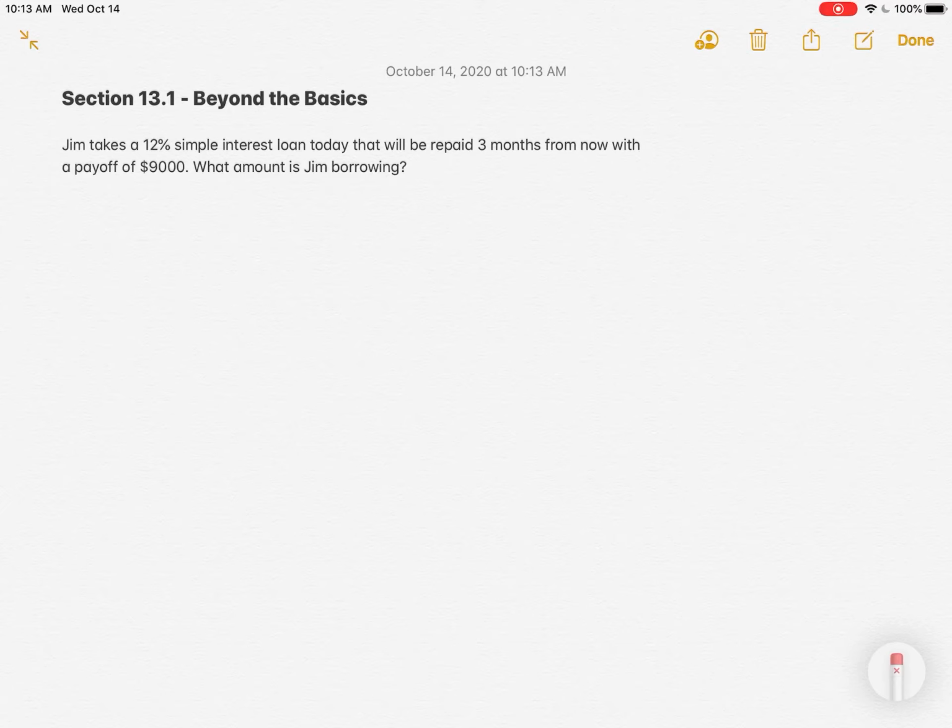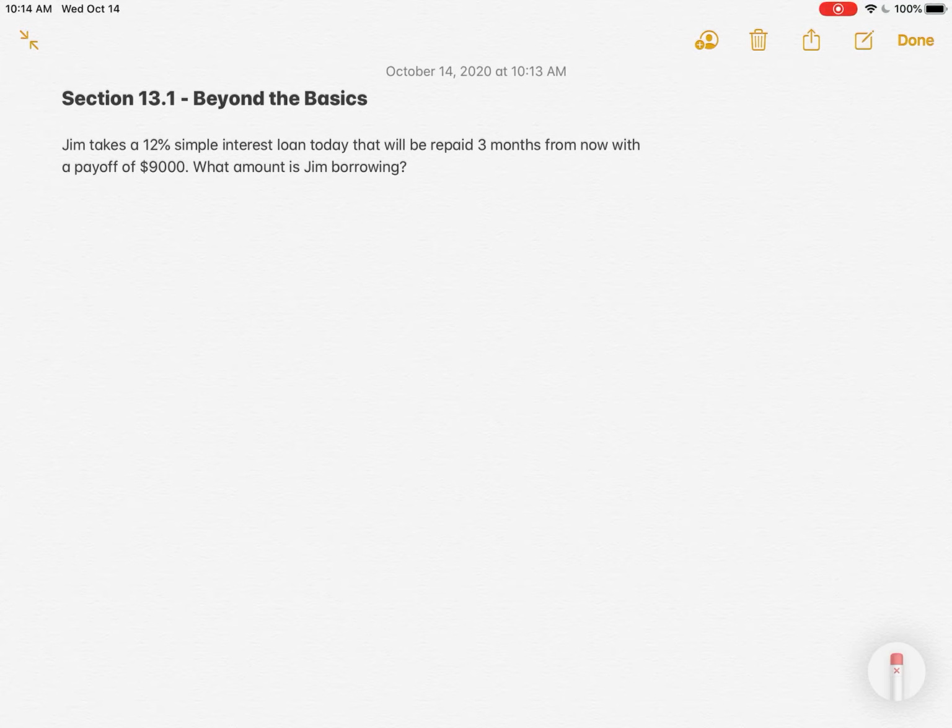Jim takes a 12% simple interest loan today that will be repaid in 3 months from now with a payoff amount of $9,000. What amount is Jim borrowing? So this is a little bit different because the previous questions were saying this is the amount we're borrowing, what are we going to have to pay back in the end? Or, this is the amount we're borrowing, what is the interest that's going to accrue?